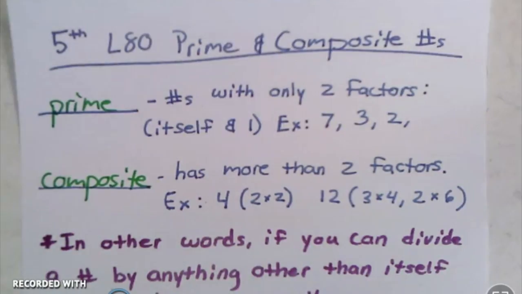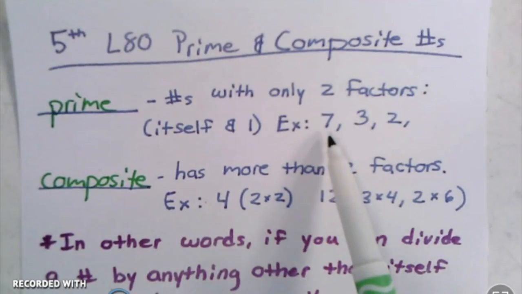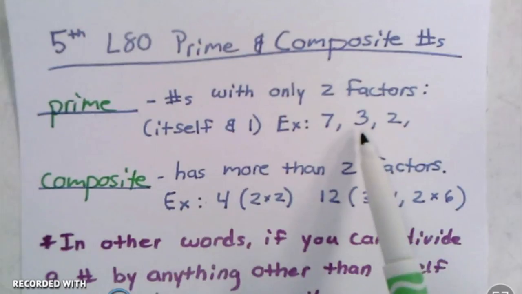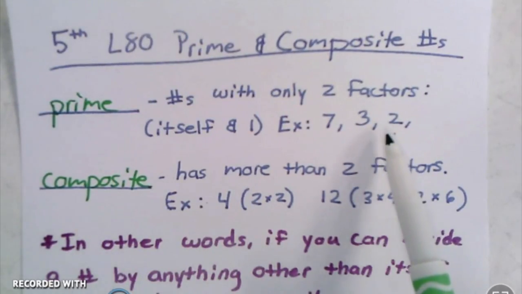Welcome to lesson 80 on prime and composite numbers. Prime numbers have only two factors, themselves and 1. For an example, 7. You cannot divide 7 by any other number besides itself and 1. Same thing with 3. Same thing with 2.